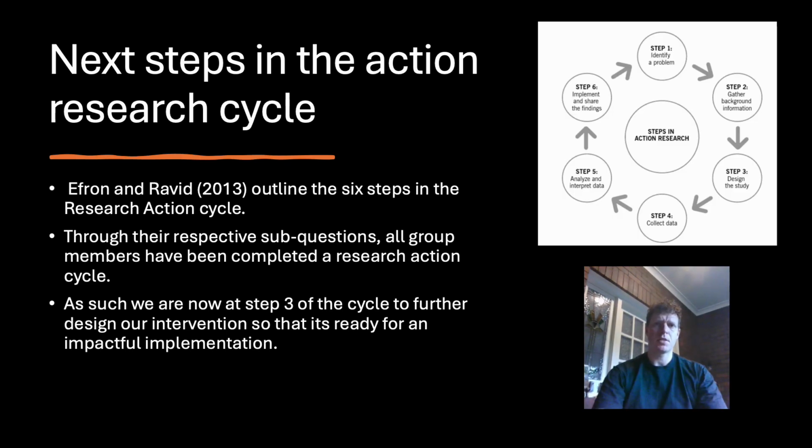Efron and Ravid outline the 6 steps in the action research cycle on the diagram. This begins by outlining a problem or intervention, moves to designing and data collection, before ending the cycle by sharing the findings and implementing the study's recommendations or changes. Through their respective sub-questions, all group members have completed a research action cycle. We have then come together to share our findings and identify a future educational intervention, thus restarting the cycle at step 1. As such, we are now at step 3 of the cycle, where we are furthering the design of our intervention so that it's ready for an impactful implementation.